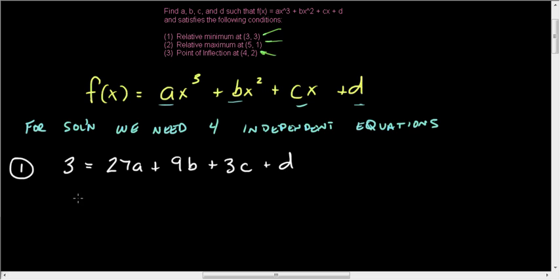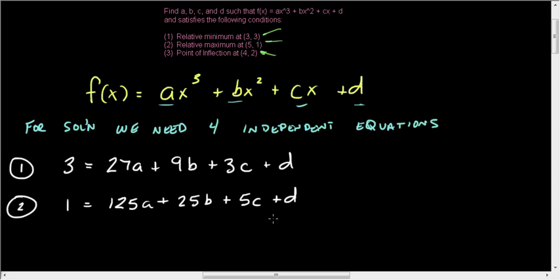Okay. A second one, we know it passes through the point 5, 1. And so we have 1 for the y and 5 for the x's. And so that's going to give us 125a plus 25b plus 5c plus d. For our third, we can use our point of inflection. So we have 2 for our y, and then 4s for our x's. And so that gives us 64a, 16b, 4c, and 1d. It gives us 3 of our necessary equations.